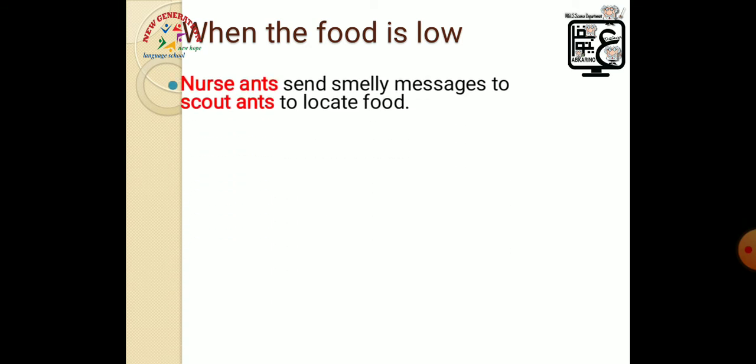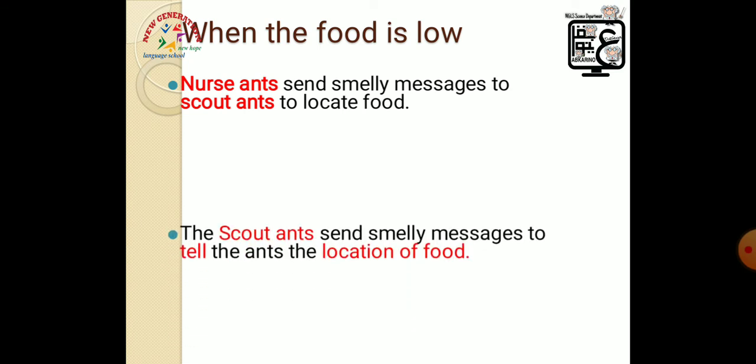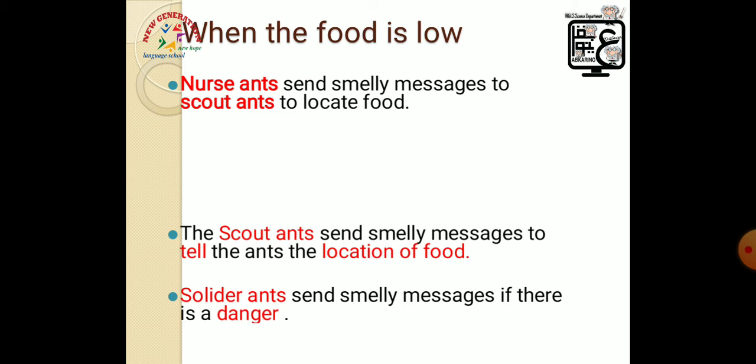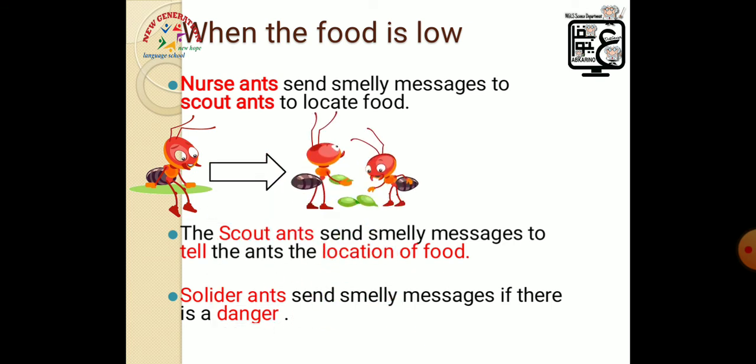When the food is low, nurse ants send smelly messages to scout ants to locate food. Number two, the scout ants send smelly messages to tell the ants the location of food. And finally, soldier ants send smelly messages if there is danger. So first, nurse ants send smelly messages to scout ants, and scout ants to soldier ants.